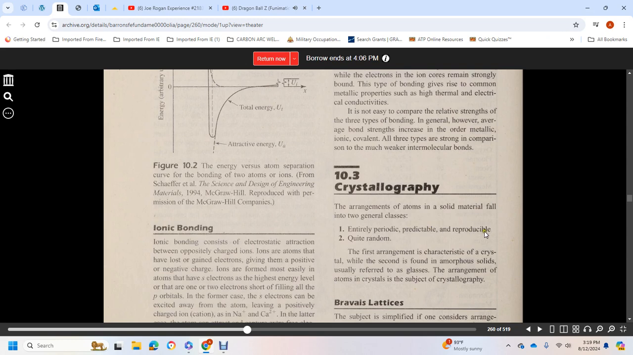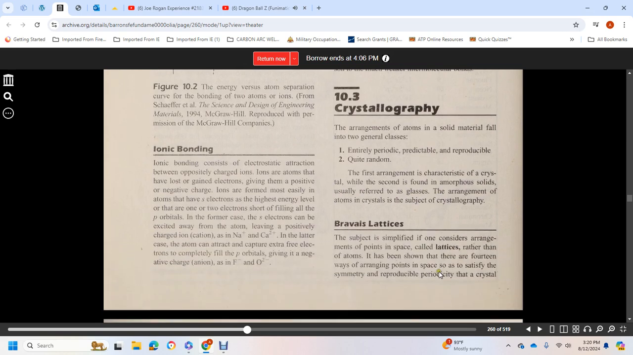periodic, predictable, or reproducible, and quite random. Number 1 is the arrangement characteristic of crystallography, and the second is found with the amorphous solids, usually referred to as glass. The arrangement of the atoms in the crystal is the subject of crystallography.